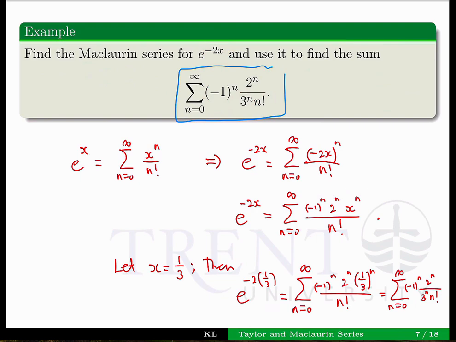But the left-hand side is just e to the negative 2 over 3. So this sum is equal to e to the negative 2 over 3. So that is the exact value of this power series.